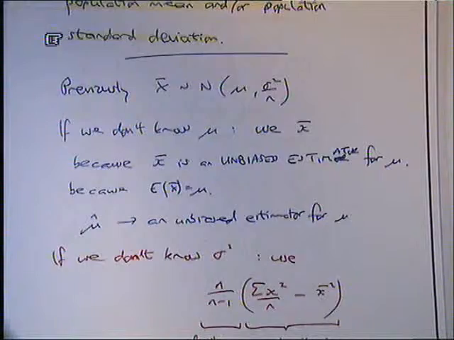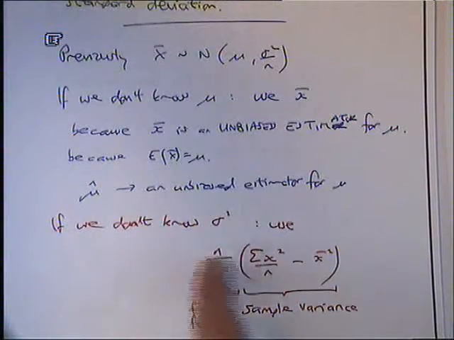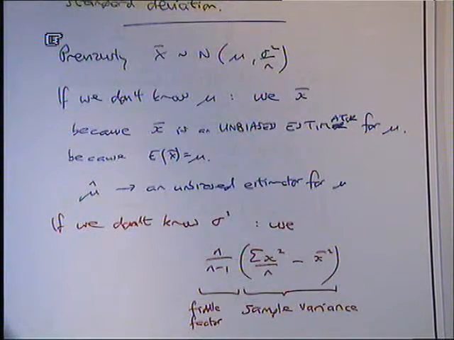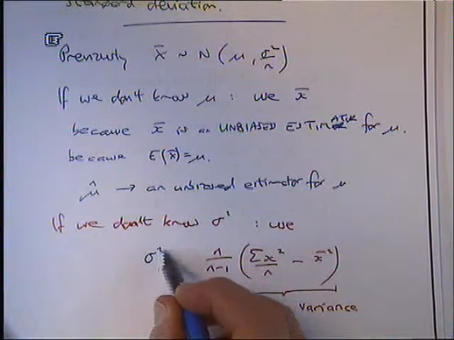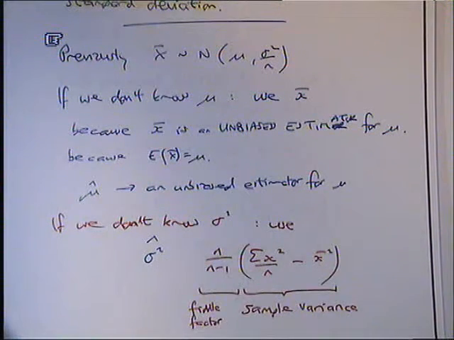Then we said, well, what happens if we don't know sigma squared? If we don't know sigma squared, our unbiased estimator for sigma squared, which is sigma squared with a hat over it, is our sample variance, but with this fiddle factor at the front. And again, you don't have to worry about the derivation of that, but you do have to know the result of that.